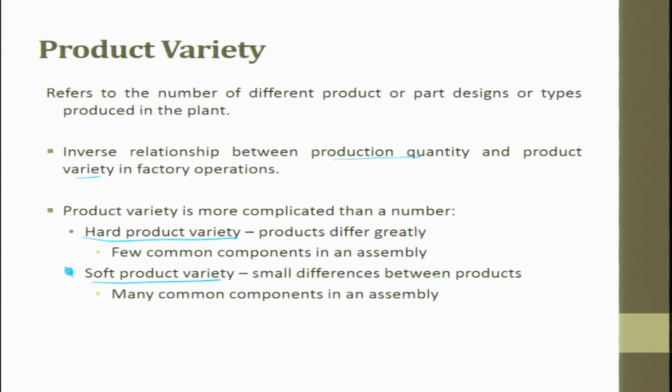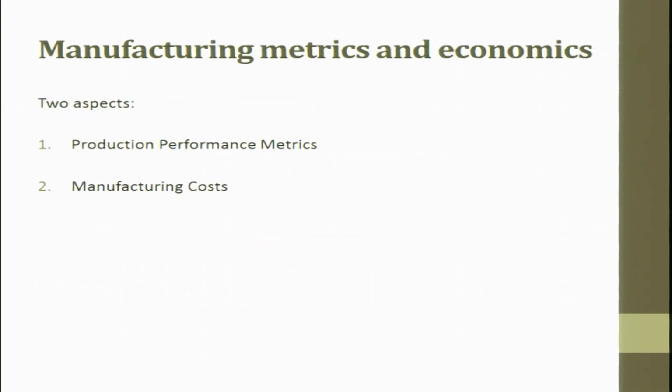Depending upon this, they also try to dictate the product life cycle. If there is a hard product variety, then it takes a lot of time for establishing the assembly line or the machines. When it is soft, with some small variations it can be done.